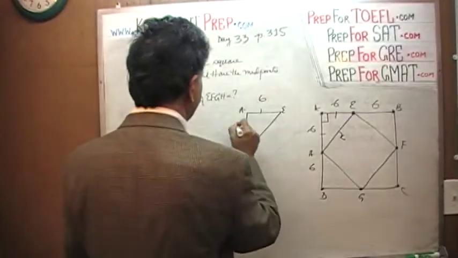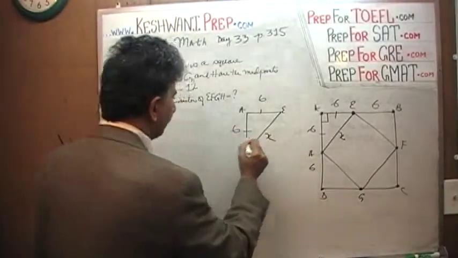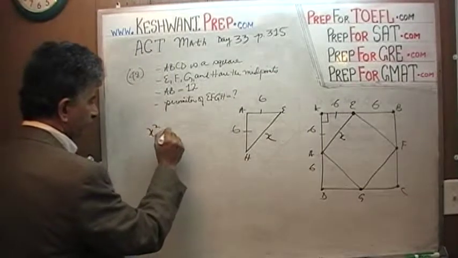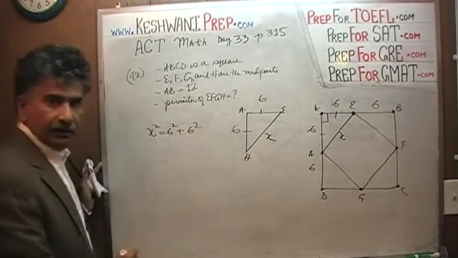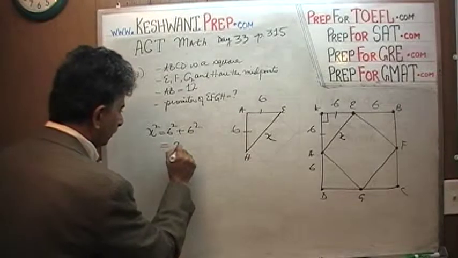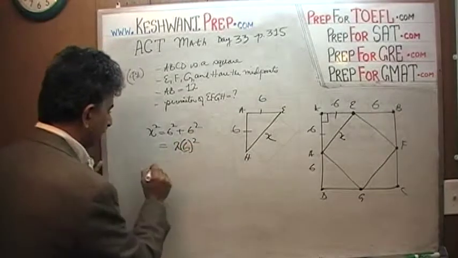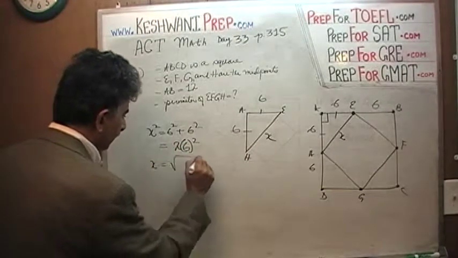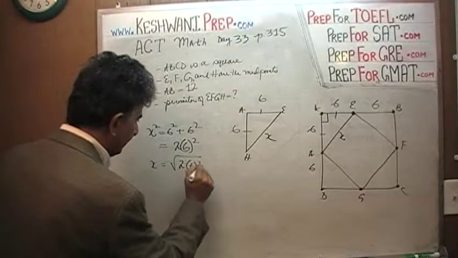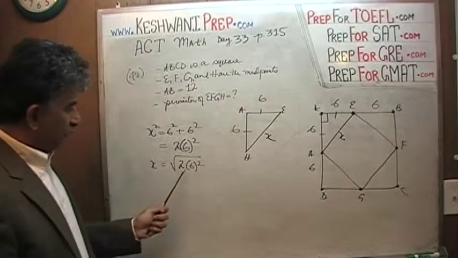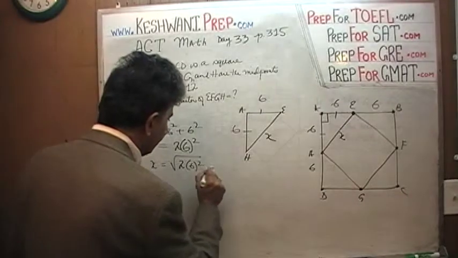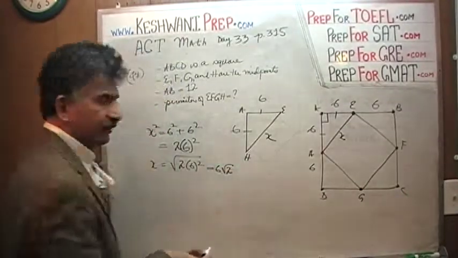It will be 6 and 6, and this side, let's call it x. So x squared would be 6 squared plus 6 squared, which is equal to 2 times 6 squared, and therefore x is the square root of 2 times 6 squared. The square root of 6 squared is 6, and therefore it is 6 root 2, just like we said before.